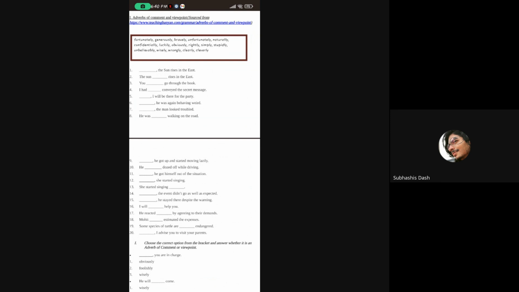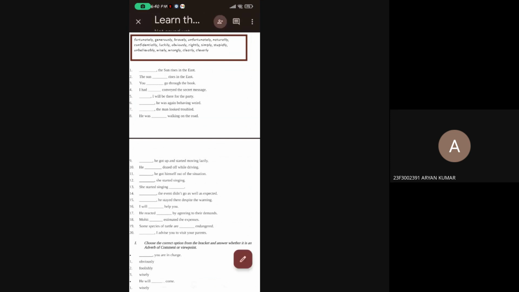Now, okay, next one: the sun dash rises in the east. Clearly. Now here you can say obviously rises in the east, because this is more like a comment that you're making. So even the intended meaning of your sentence matters. What you choose to place there also depends on how you want your sentence to sound. If you want to use it as a general comment, then in place of naturally, you can use obviously here, right? Got the point? So clearly or obviously, a lot of things can go here.